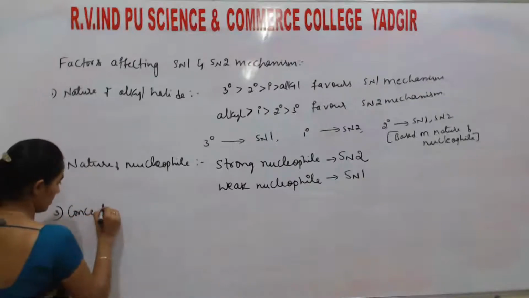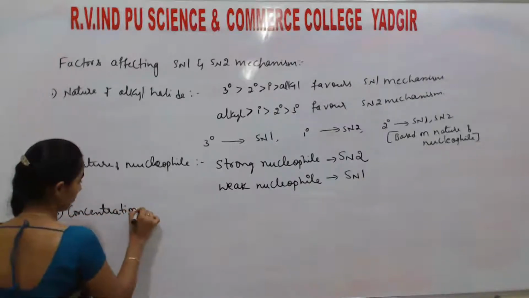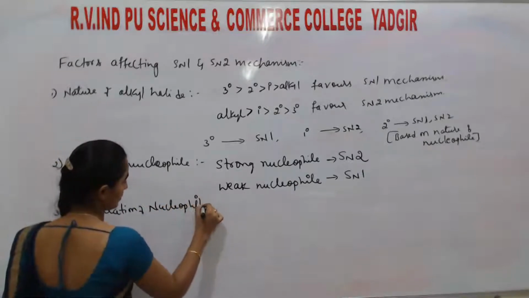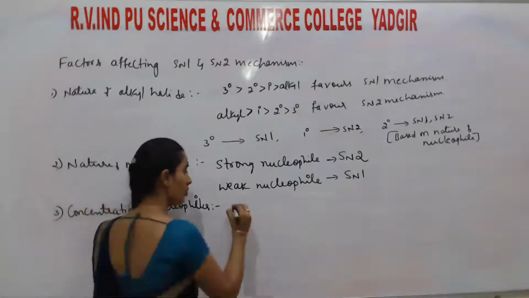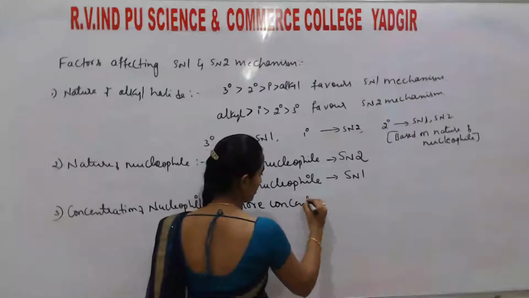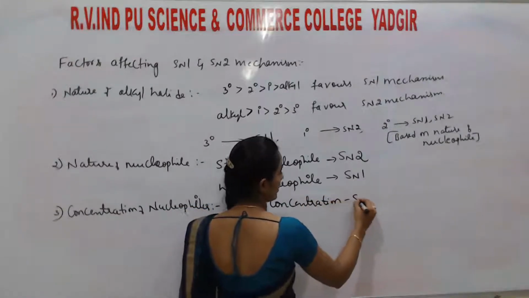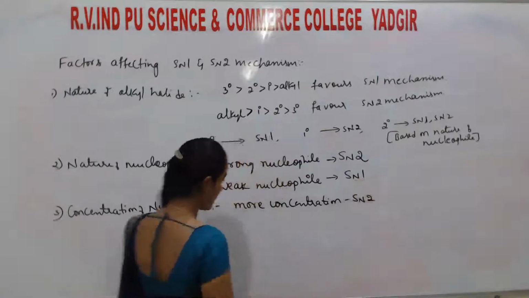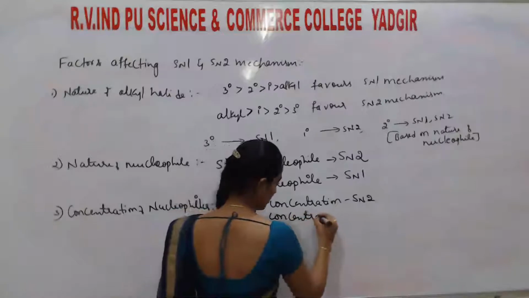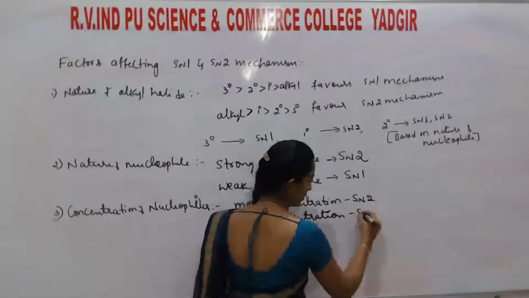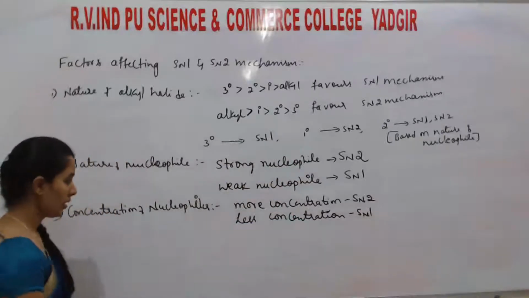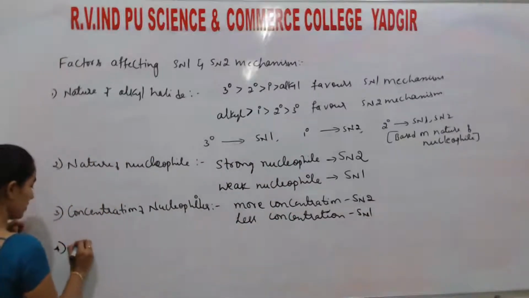Another one is the concentration of nucleophile. More concentration favors SN2 mechanism. Less concentration favors SN1 mechanism. Next, the last one is solvent.